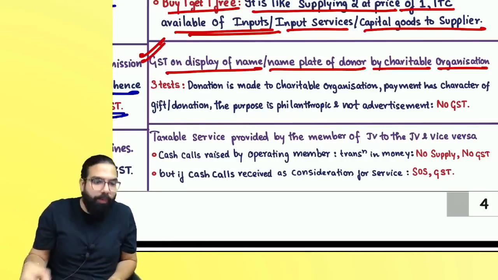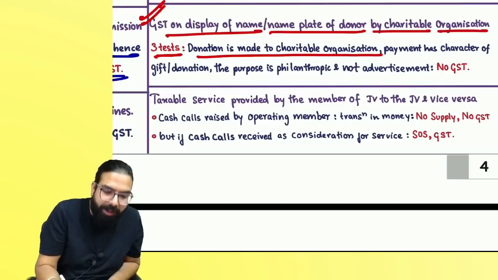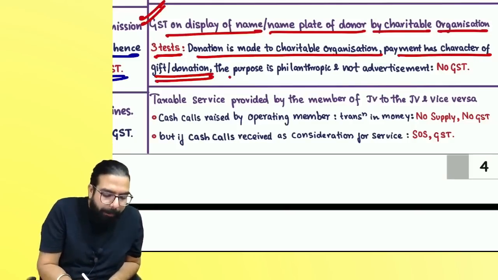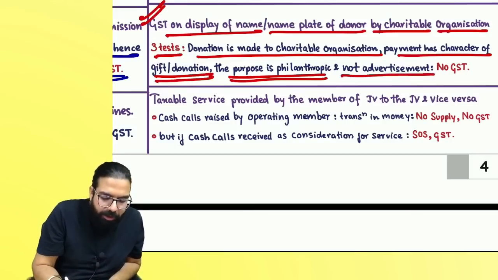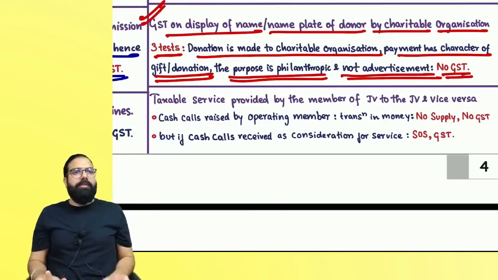Are we clear, everyone? So it says three tests are to be fulfilled. Donation is made to a charitable organization. Payment has the characteristic of a gift or donation. The purpose is philanthropic, it is for welfare. And sir, it is not advertisement. Then there will be no GST. It should not be advertisement. So you gave me 10 lakh rupees.